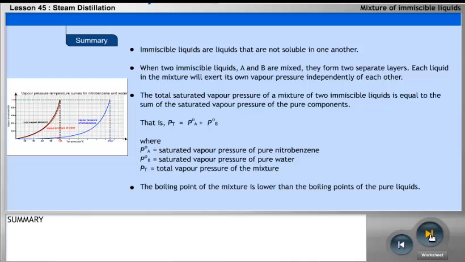That is, PT is equal to P0A plus P0B, where P0A refers to saturated vapor pressure of pure nitrobenzene. P0B refers to saturated vapor pressure of pure water. PT refers to total vapor pressure of the mixture. The boiling point of the mixture is lower than the boiling points of the pure liquids.